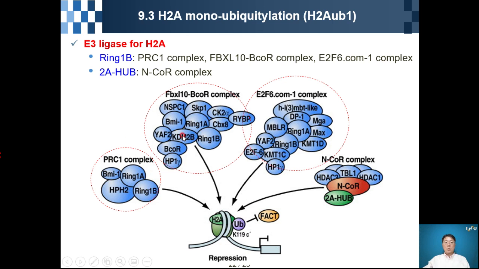Also for 2A-HUB, there is only one complex. We call it the N-CoR complex. The N-CoR complex is composed of several proteins like this.